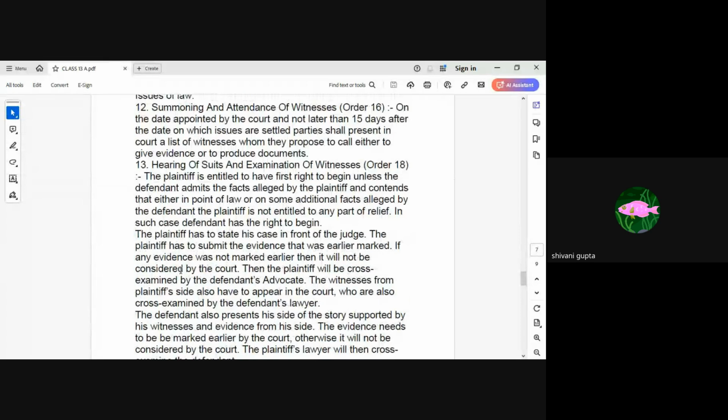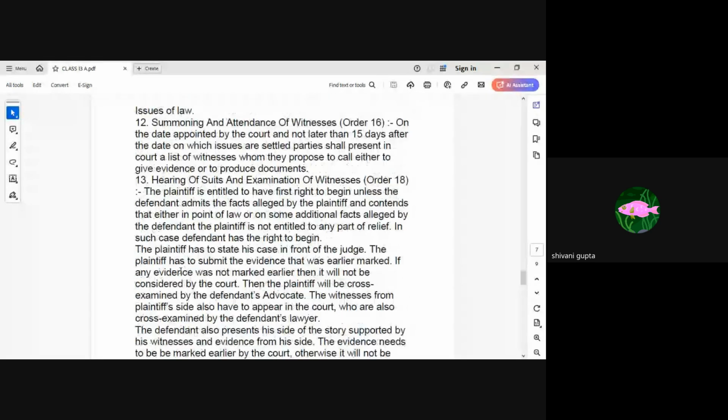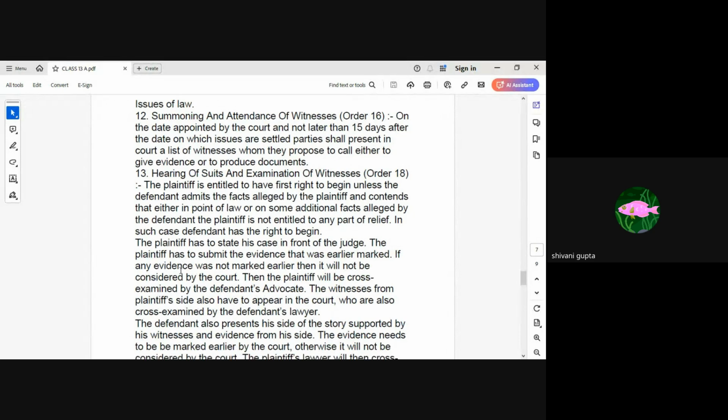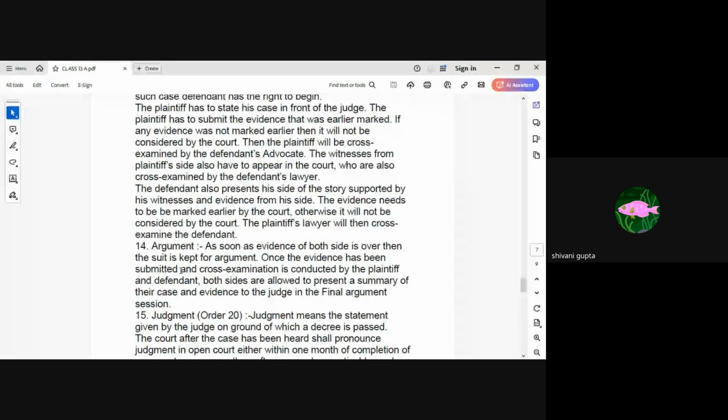Important is the summoning and attendance of witnesses, given under Order 16. Another is the hearing of the suit and examination of witnesses, given under Order 18. Next is the argument. As soon as the evidence is over, the suit is kept for argument. Evidence has been submitted, and cross-examinations have been done by the plaintiff and the defendant. Both sides are allowed to present a summary of their case and evidence to the judge in the final argument.